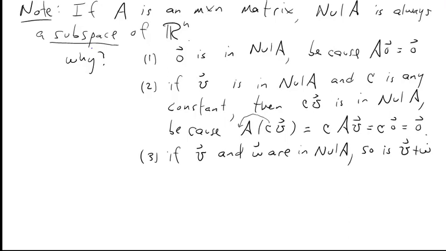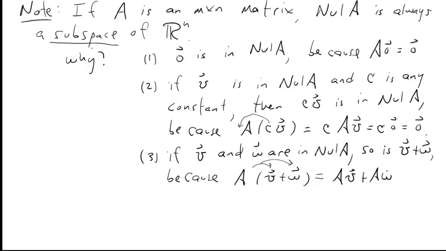Third, if v and w are in null A, so is v plus w, because if you compute A times (v plus w), you can distribute the A, and you get Av plus Aw. And this is equal to 0 plus 0, which equals 0. Therefore, v plus w satisfies the homogeneous system.